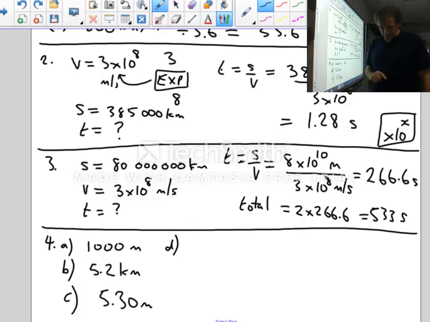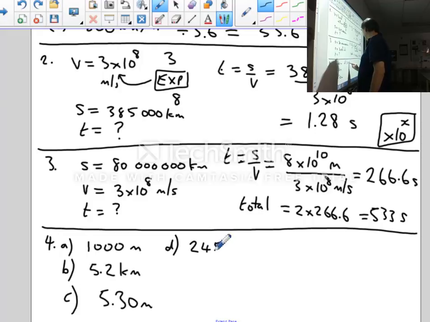Part D, 24.5 kilometres into centimetres. You need to divide by 1,000 to get it into metres and divide by another 100 to get it into centimetres. So we're going to move it 5 places off to the right. So you get 2, 4, 5, and another 4 zeros on the end. So you've moved it 5 places there to get that into centimetres.